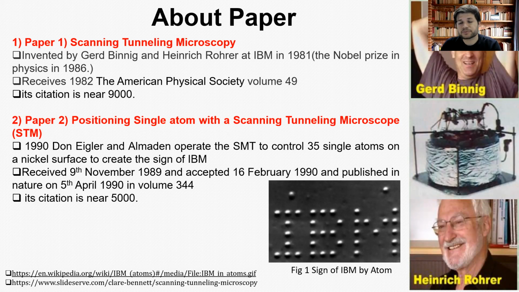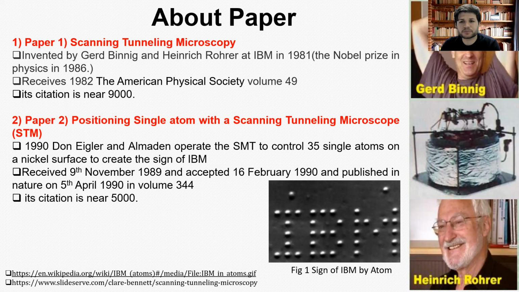surface. The first paper: the development of the family of scanning probe microscopes started with the original invention of the STM in 1981. Binnig and Rohrer developed the first working STM while working at the IBM Research Laboratory in Switzerland. This instrument would later win the Nobel Prize in physics in 1986. The work was published in the American Physical Society and is now cited almost 9,000 times.